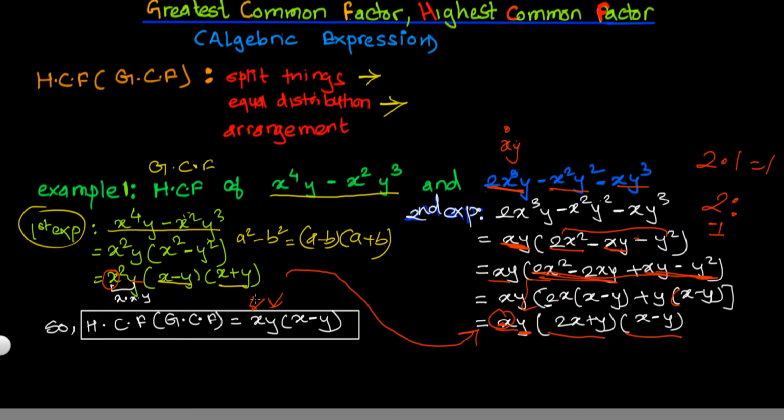Let us see what else is common between the two. This has x minus y and this has x minus y, so of course I can take x minus y as well. Can I take x plus y? No, because there is no x plus y over here. Can I take 2x plus y? No, because it's not here. So whatever is common between the two expressions, we are supposed to take that and show it as the GCF or H.C.F. I hope you understand this example.